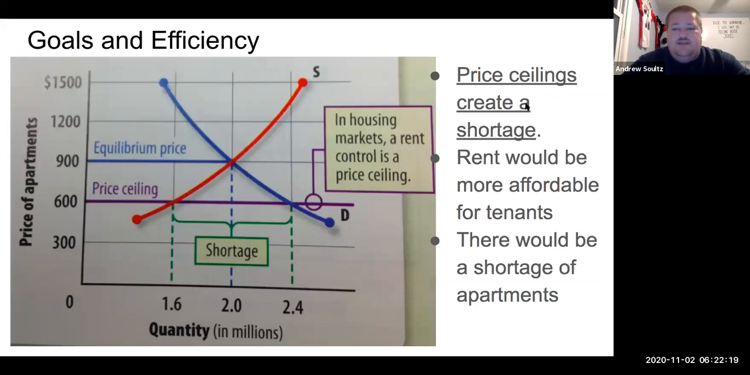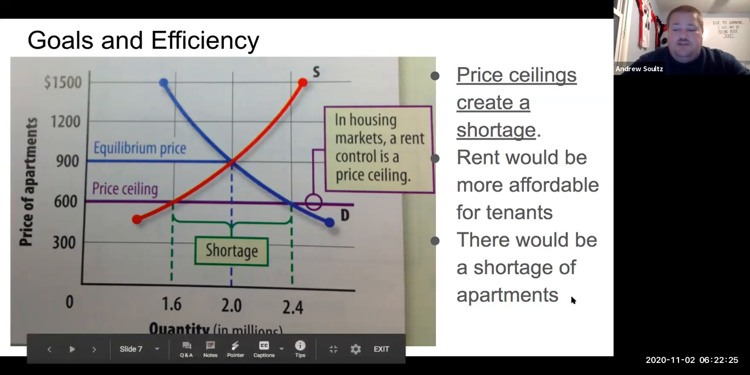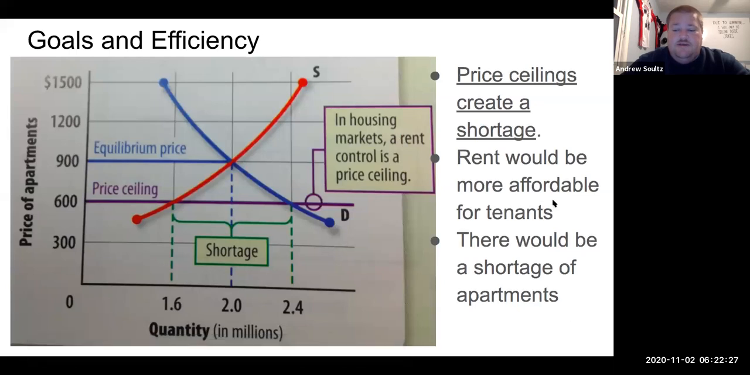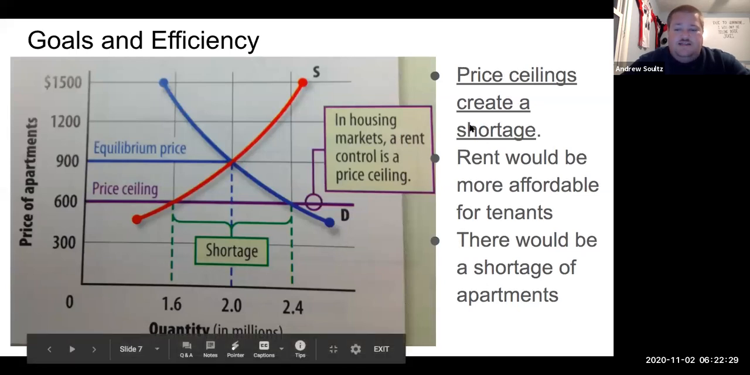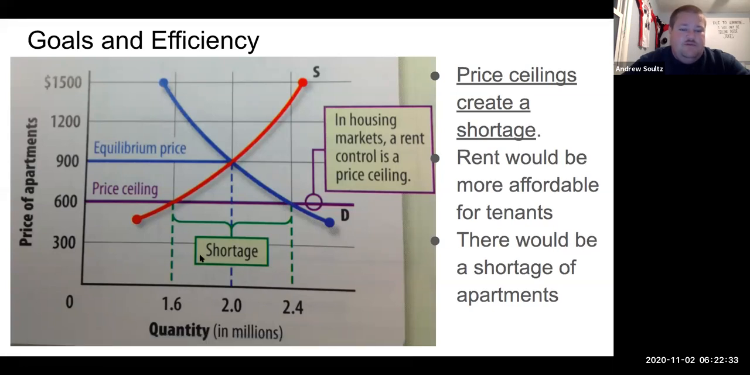So like I said here, price ceilings create a shortage. Rent would be more affordable for tenants, absolutely. And there would be a shortage of apartments. And so those are all the things that would happen here with a price ceiling. Remember, a price ceiling stops it from going up. It's a ceiling. It stops it from going up to equilibrium. Keeps the price artificially low.